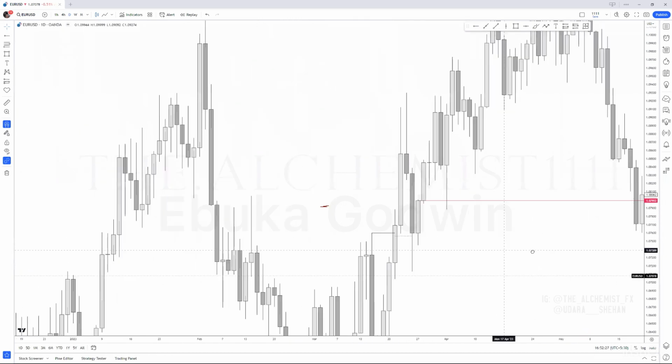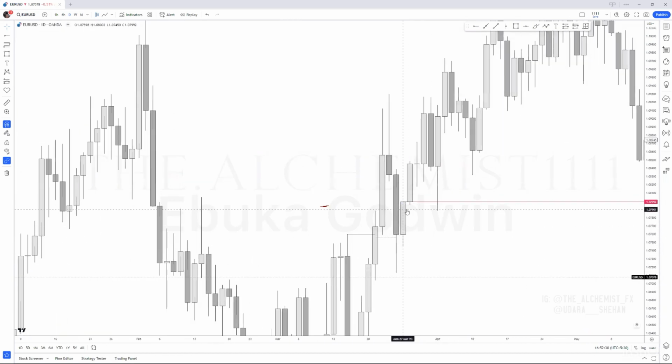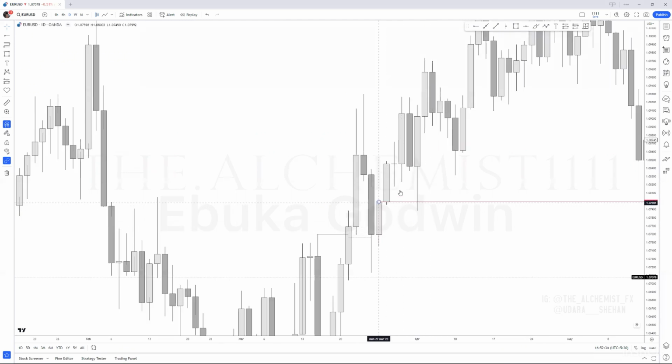So these types of zones are very strong. These are some advanced stuff. We will go deeply into this because, can you see that this level was once used as a support?